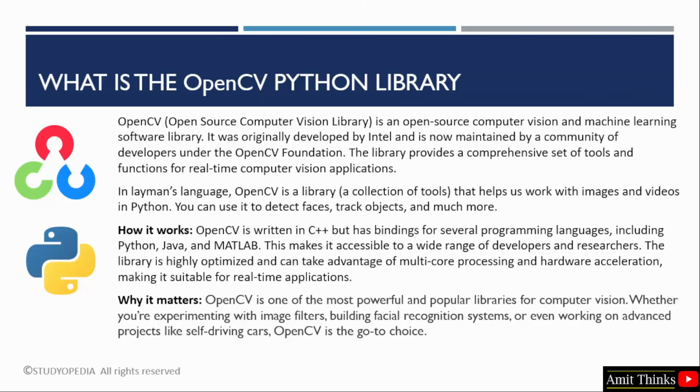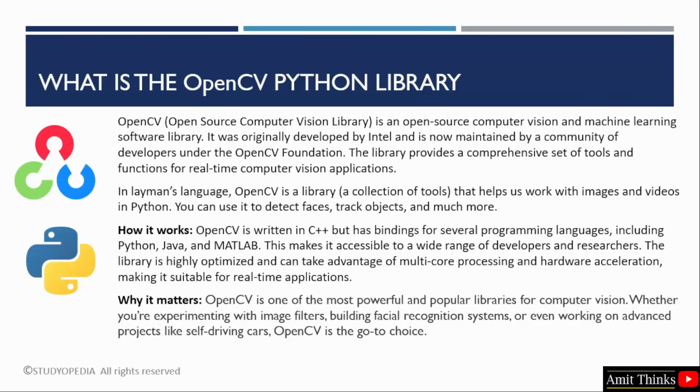OpenCV, that is the open source computer vision library, is a widely used open source toolkit for computer vision and machine learning. Originally created by Intel, it is now maintained by the OpenCV Foundation and a global community of developers. The library offers a rich set of functions and tools designed for building real-time computer vision applications. In simple terms, OpenCV is like a toolbox that helps you work with images and videos in Python. With it, you can detect faces, track moving objects, apply filters, and much more.